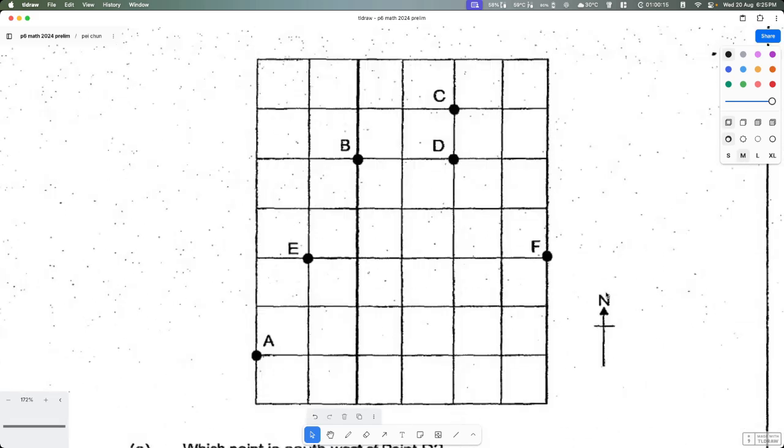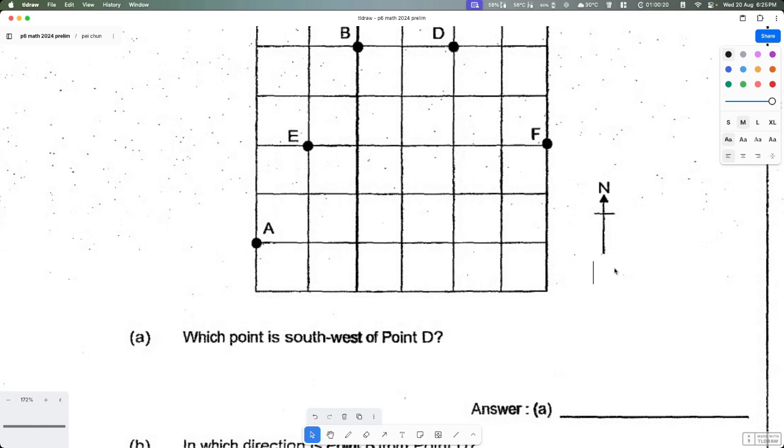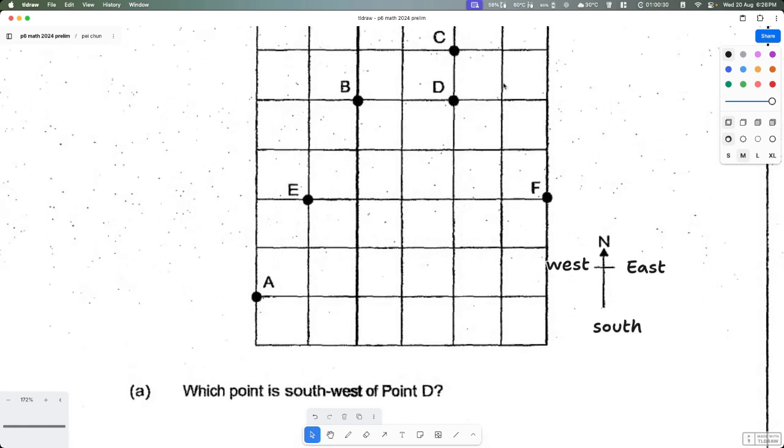Question 27. Refer to the square grid below and answer the questions. So I'm going to put here north, south, then east, and then west. All right, so which point is southwest of point D? So point D over here, southwest of point D. So southwest is this way. So it should be A over here.